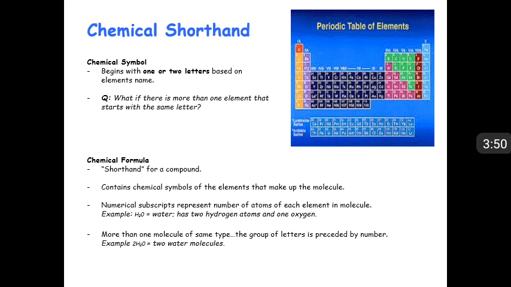For more than one molecule of the same type, the group of letters is preceded by the number. Example, 2H2O. There are two molecules of water, 2H2O. Then what if more than one element starts with the same letter, such as calcium and carbon? Carbon will start with C, but calcium will be C and a. This is a difference. And chlorine also starts with C, but it will be represented by Cl.